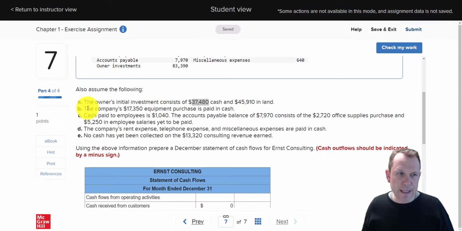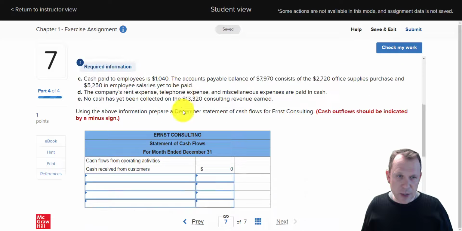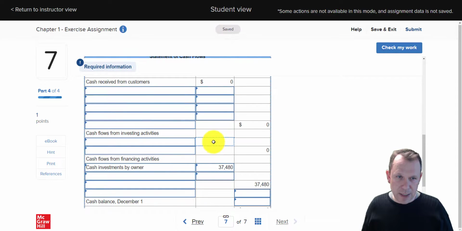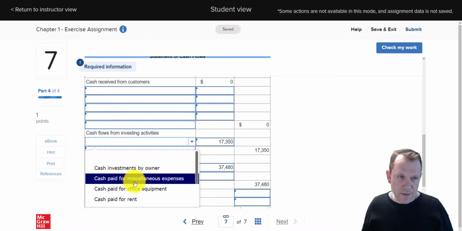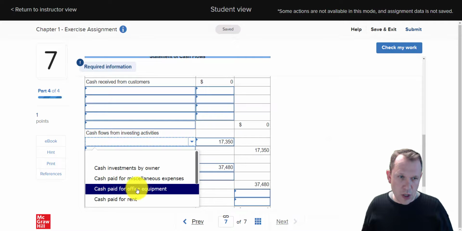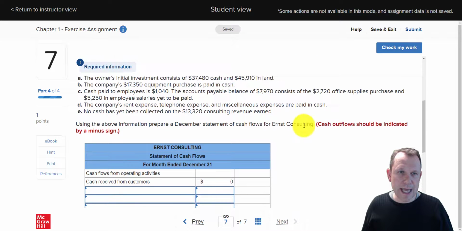Okay. B, the company's $17,350 in equipment purchase is paid in cash. So we're buying equipment, okay, with cash. So that is going to be an investing activity. So we're buying equipment. Okay, cash paid for office equipment. Okay, so that's going to be that.